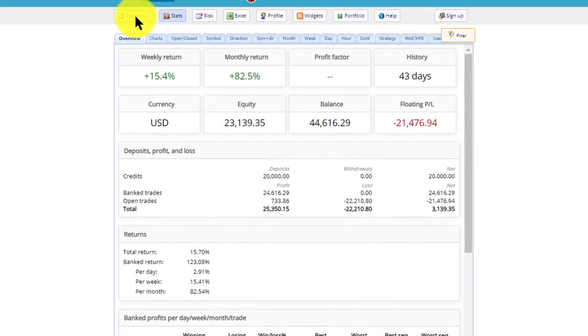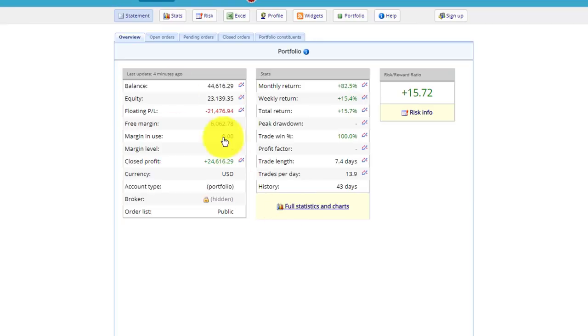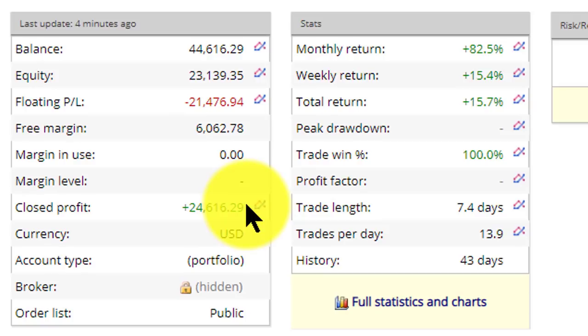And I'm going to go to the statement that will give you a better idea. And as you can see, although there's a lot of nice profitability on this particular EA, it also carries a big amount of floating losses. So what you saw earlier was based on the closed profitability and didn't take those losses into account. So be careful of that.